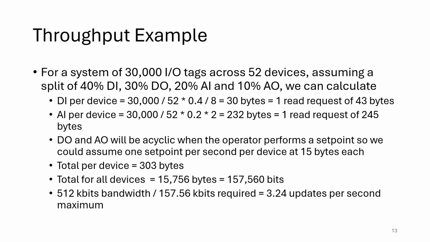So that's the amount of data we have. In this system, if it's HMI SCADA, typically you're reading the DI and the AI on a regular basis, but the DO and AO are normally set points, and they're acyclic when the operator performs a set point. So for that one, you can just assume a single set point per second, which would probably be more than you'd get in practice. So that gives us a total per device of 303 bytes, and then you can multiply that up by all devices, which gives us 157,560 bits. So if we had a 512 kilobit maximum bandwidth network, such as we would have with a radio system, divide that by 157, and then we can get 3.24 updates per second maximum.